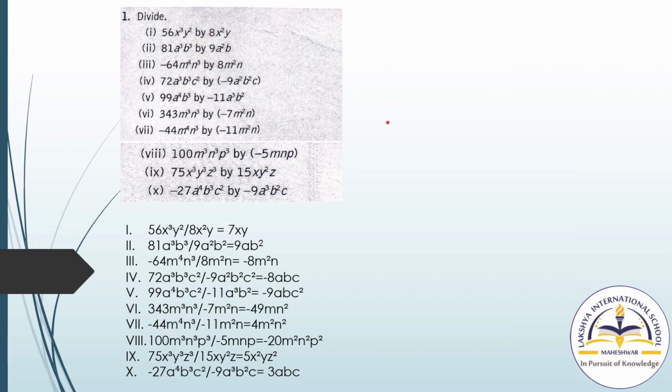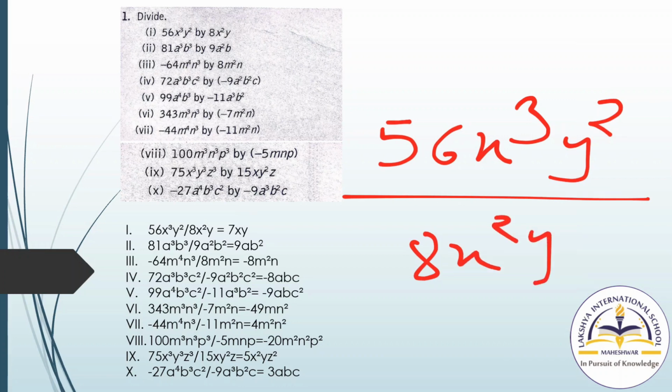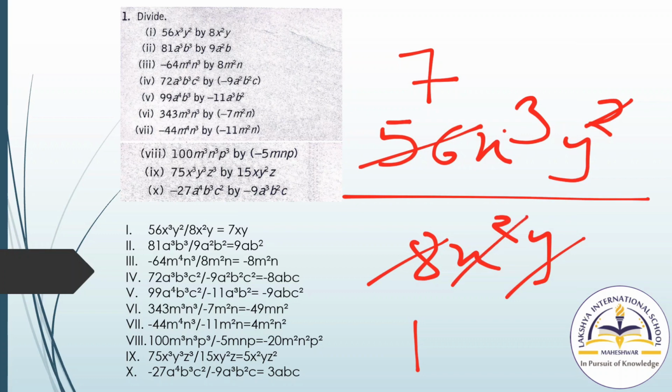Now here let me write first 56x cube y square over 8x square y. Now here you can see we can cancel 8 and 56 with the table of 8, 1 and 7 we will get. Now this y and this y will cancel, then x square and x will cancel. Now how many terms are remaining? 7, x and y. This is the remaining term, that is 7xy, which is our answer.